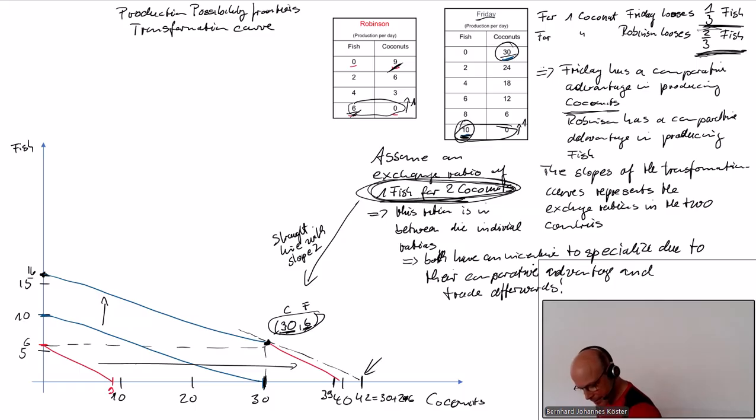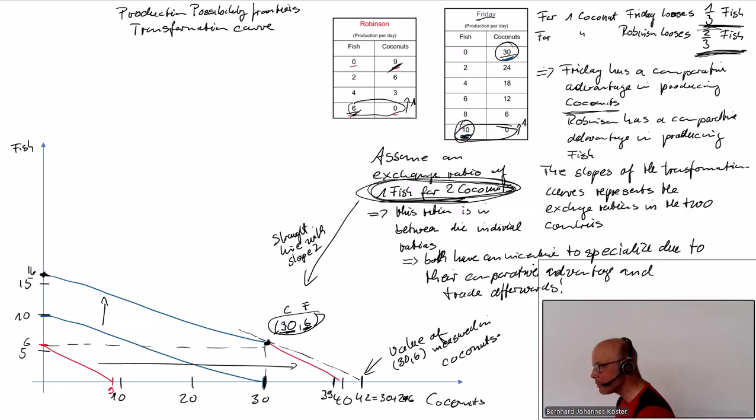This is the value of the basket 3, 6 measured in coconuts. And now of course, we go to the vertical axis. What is the value of this basket measured in fish? Of course, we have already the 6. What is the value of 30 coconuts measured in fish?